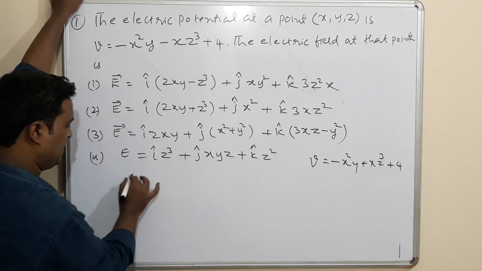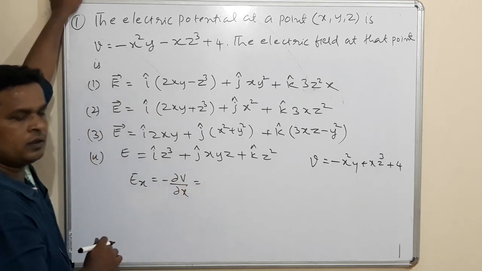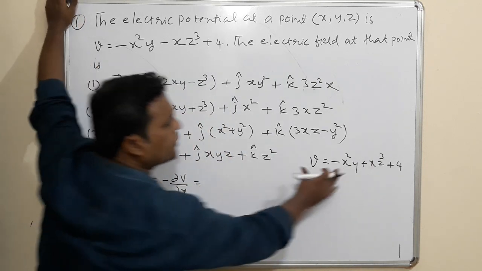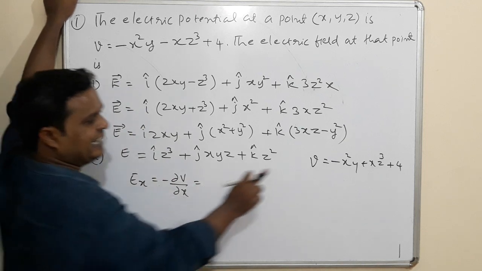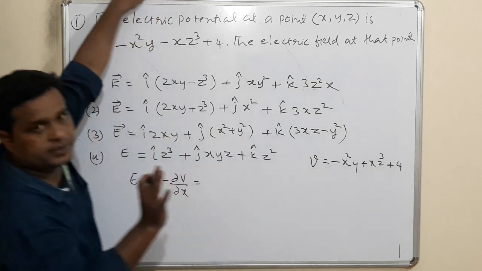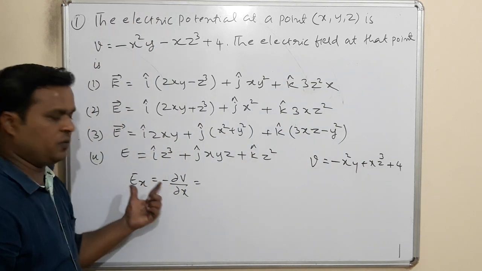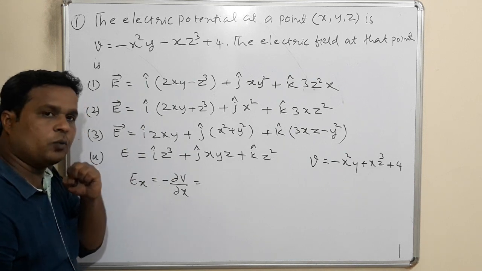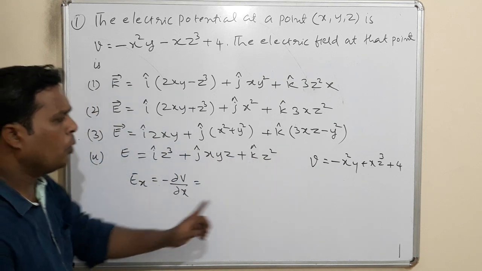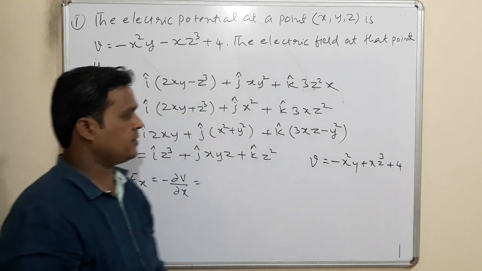I told you the formula. Ex is equal to what? Minus dou v by dou x. Differentiate this potential function v only with respect to x. x is in this term, x is in this term. Take y and z constants. See, I told you when we want to find x component of electric field, then what we'll do? We'll differentiate the potential function only with respect to x, treating y and z as constant terms.